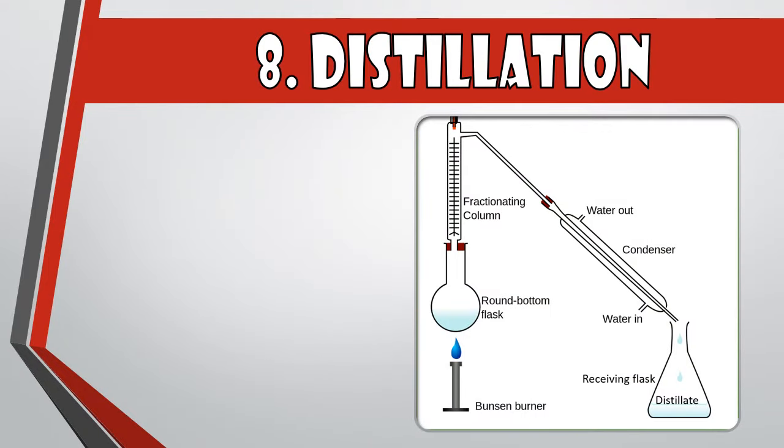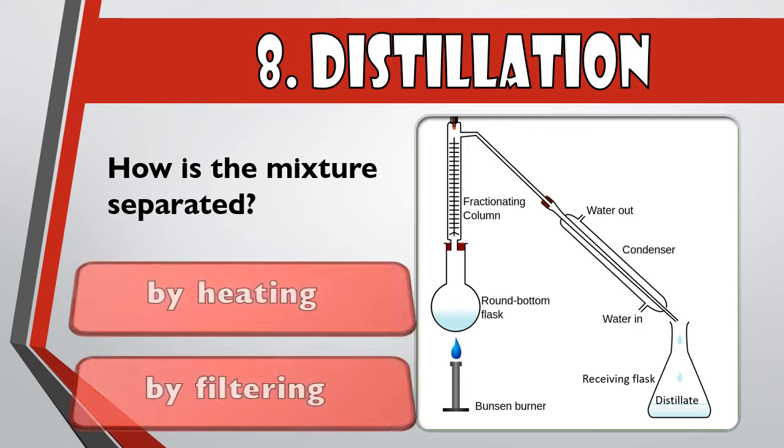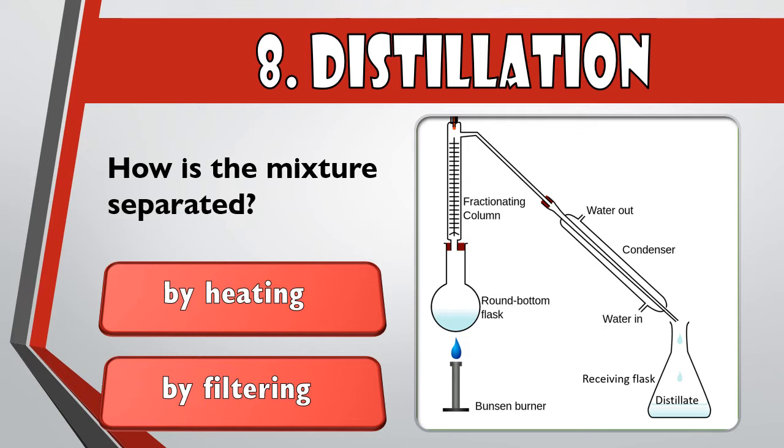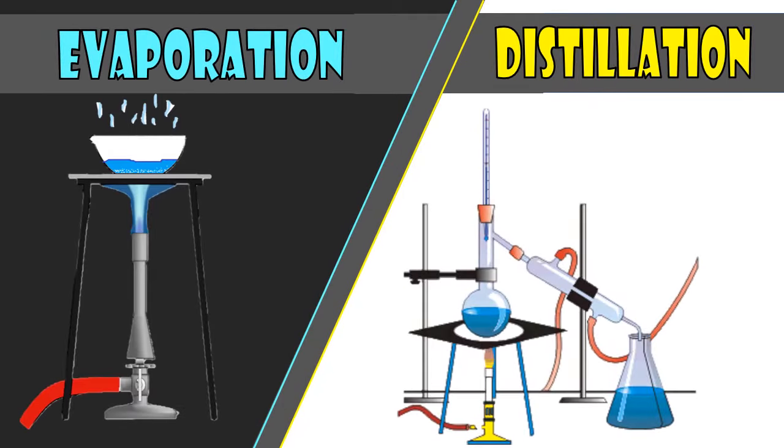Number 8. Distillation. In this picture, how is the mixture separated? By heating or by filtering? Correct! By heating. The process of distillation is similar to evaporation. In evaporation, the aim is to get the soluble solid, while in distillation, the aim is to get the liquid.